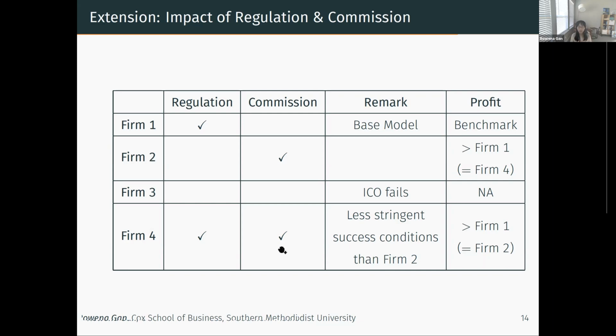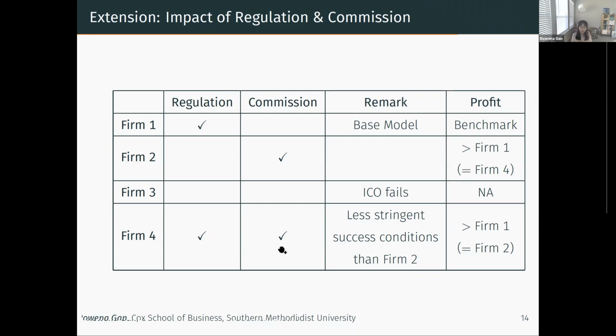But the existence of a platform commission hurts service providers in some circumstances, as it gives the firm more leverage to extract their profit. Now, if you look at firm 1 versus firm 3, then we find that regulation can serve as an alternative to platform commission that secures the firm's effort in platform development.